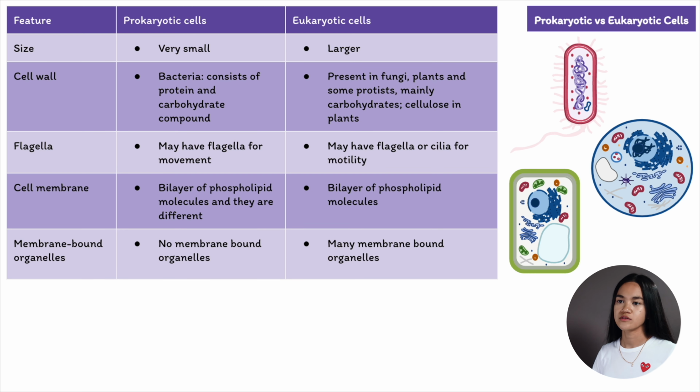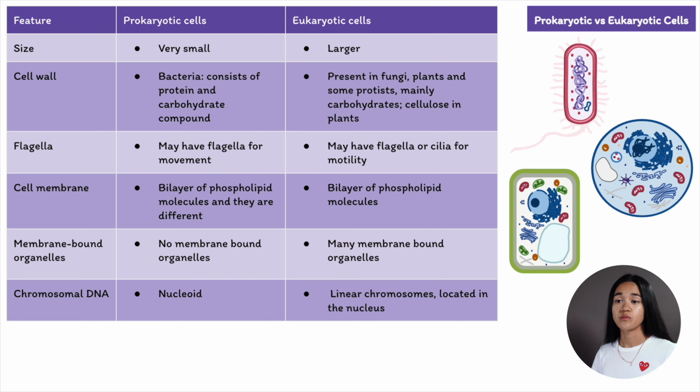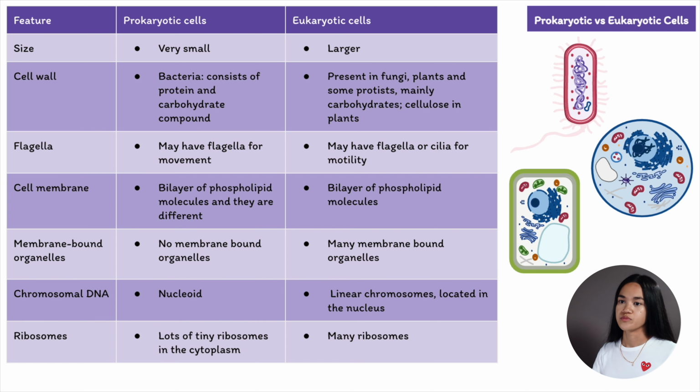With membrane-bound organelles, prokaryotes lack them, whereas eukaryotes have a lot of membrane-bound organelles. When it comes to chromosomal DNA, in prokaryotes it's in the form of a single-stranded loop located in a region called the nucleoid, but it lacks a membrane, whereas in eukaryotes, the DNA is in the form of linear chromosomes located in the nucleus, which is separated from the cytoplasm by a membrane. Another feature that we looked at is ribosomes. There are a lot of tiny ribosomes in the cytoplasm in prokaryotes, whereas eukaryotes also have a lot of ribosomes, either attached to the endoplasmic reticulum or free in the cytoplasm.